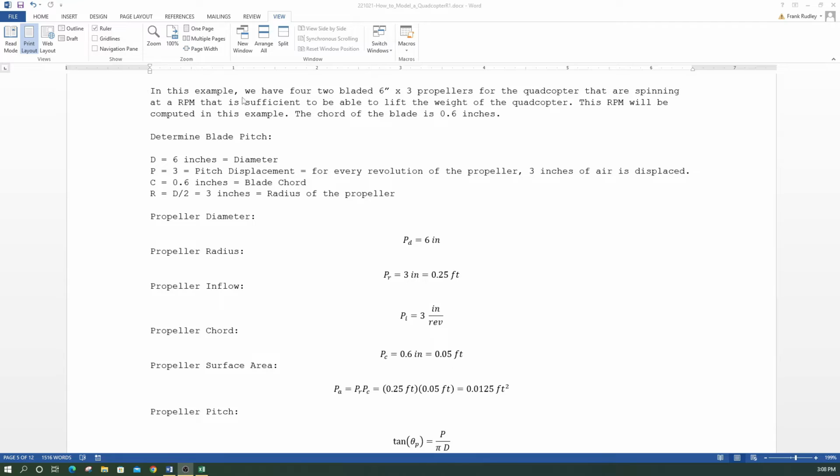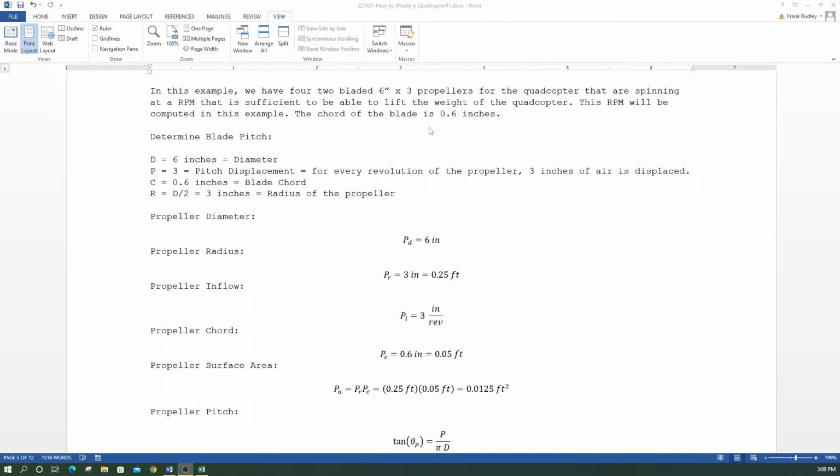In this example, we have 4 two-bladed 6-inch by 3 propellers for the quadcopter that are spinning at an RPM that is sufficient to be able to lift the weight of the quadcopter. This RPM will be computed in this example. The chord of the blade is 0.6 inches. That 0.6 inches is kind of like the average chord of the blade, so you could kind of estimate that.